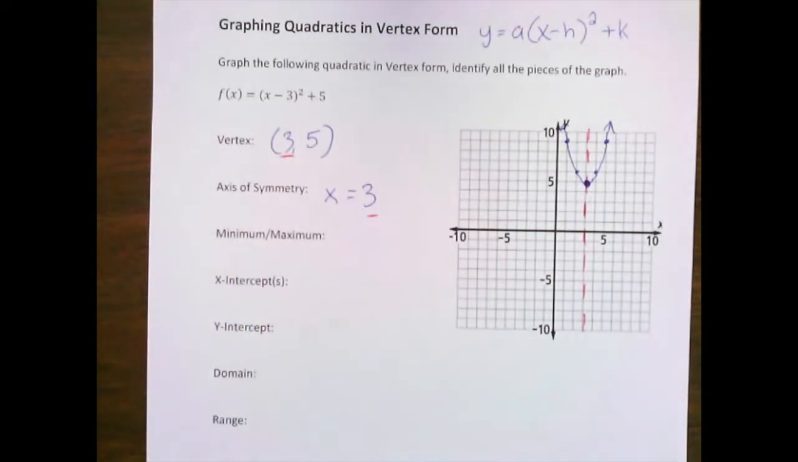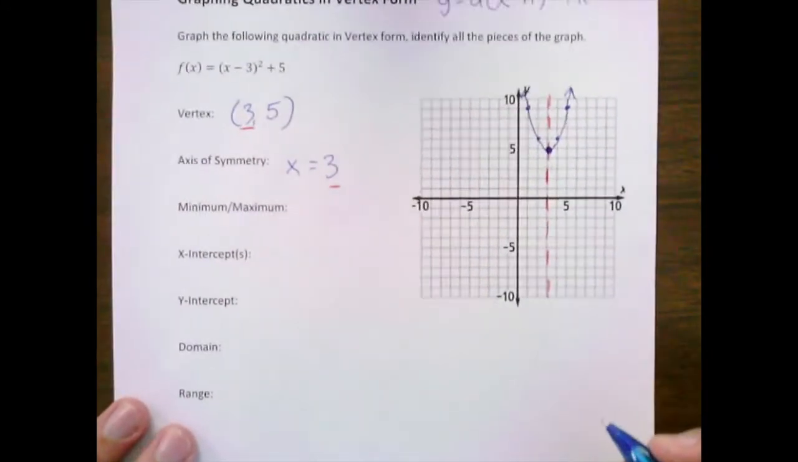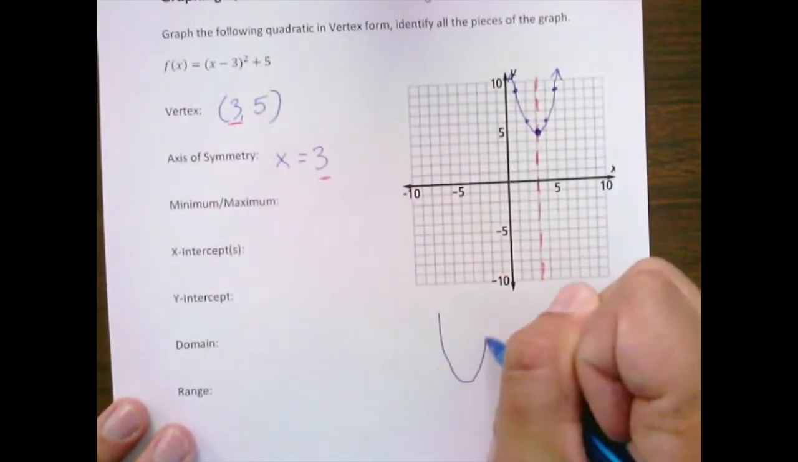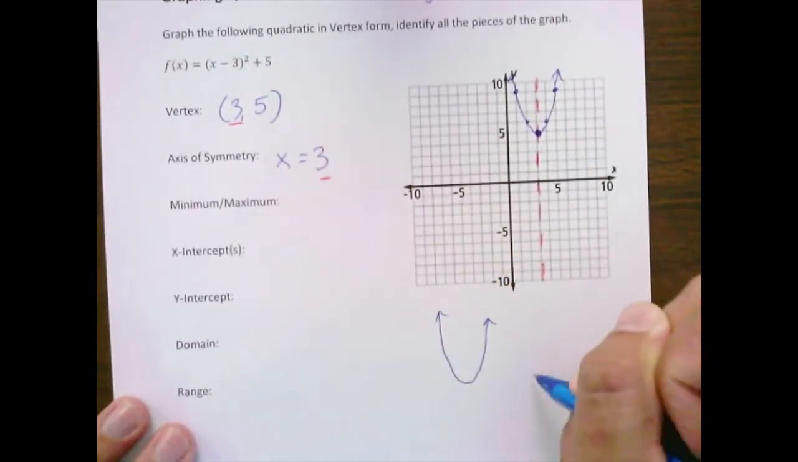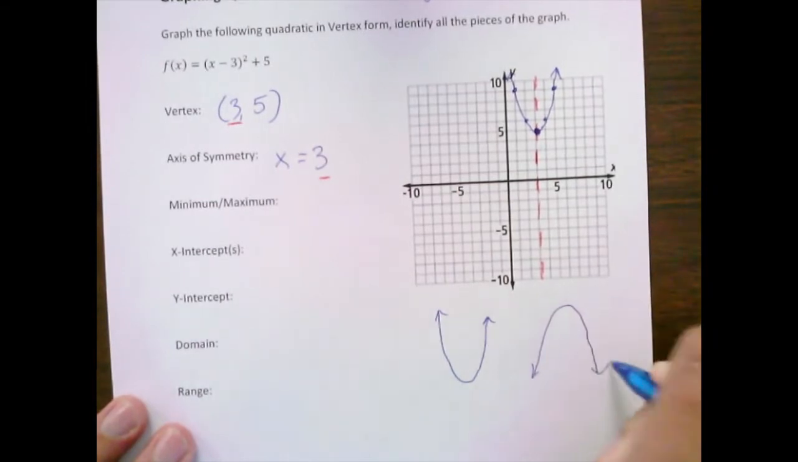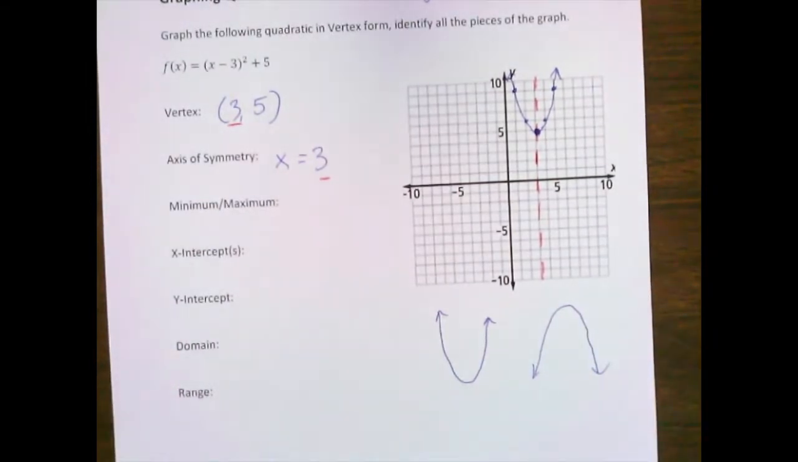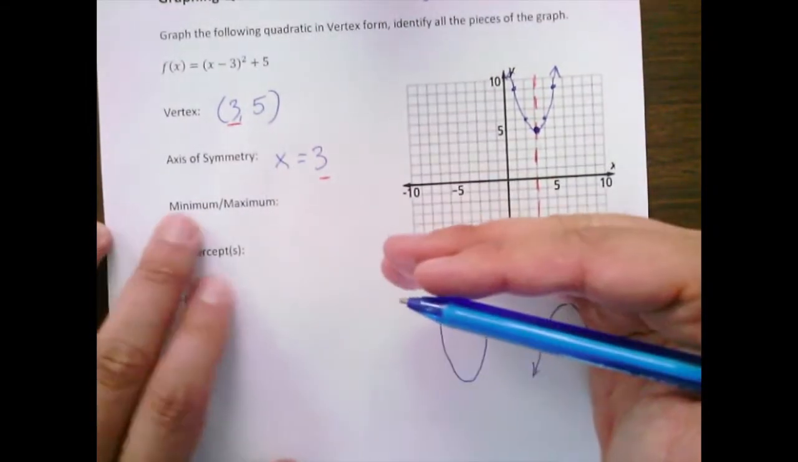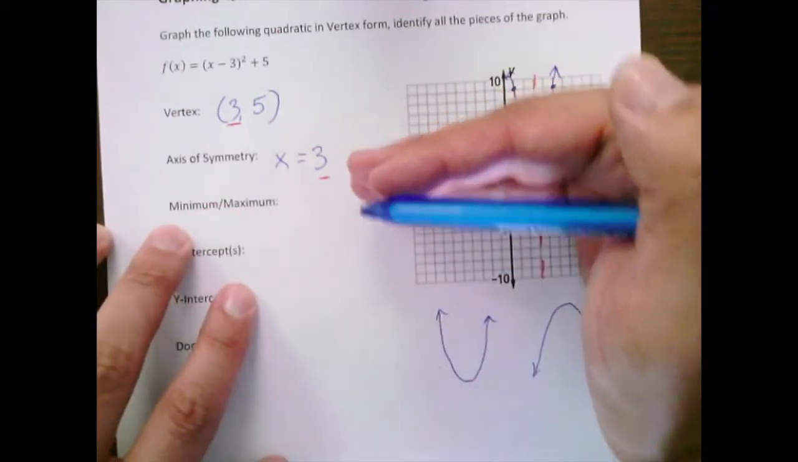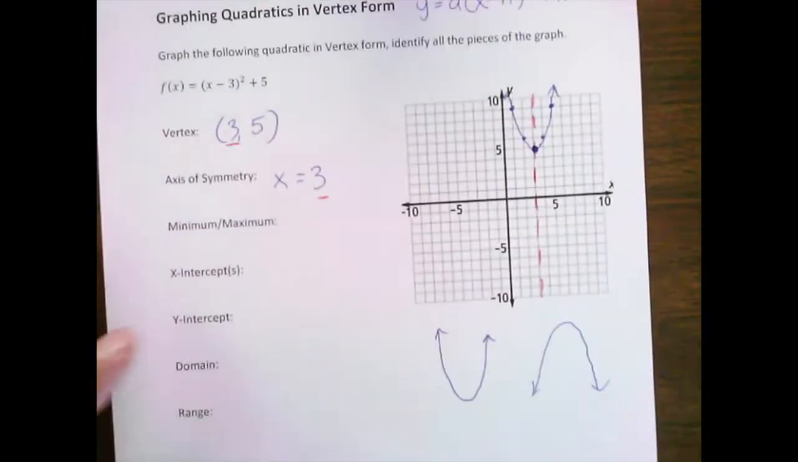The next thing we're going to talk about is minimums and maximums. So when we graph quadratics in parabolas here, you're either going to have a parabola that opens up or a parabola that is opening downwards. When we're talking about minimums and maximums, we're talking about either the highest, if it's a maximum, the highest point we can go, or minimum is the lowest point we can go.